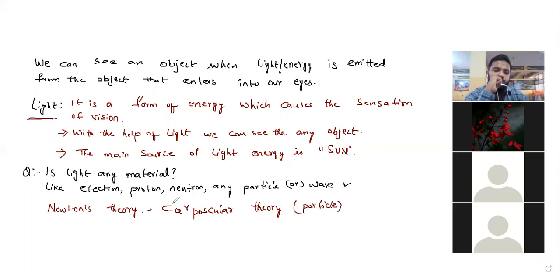Light किस में होता है? Particle. And there is another scientist, Huygens. There is another theory. This theory says wave theory. So two scientists gave two different explanations. One says light is a particle. The second one says light is a wave.